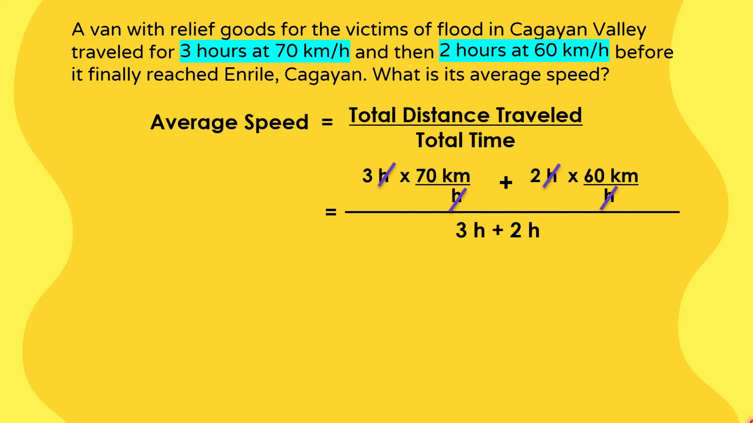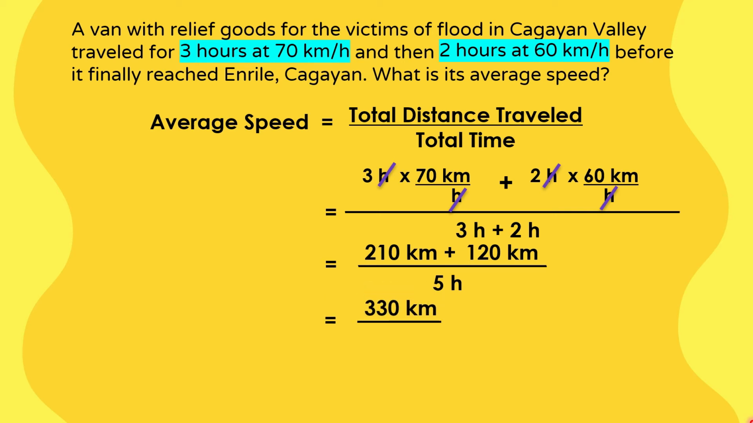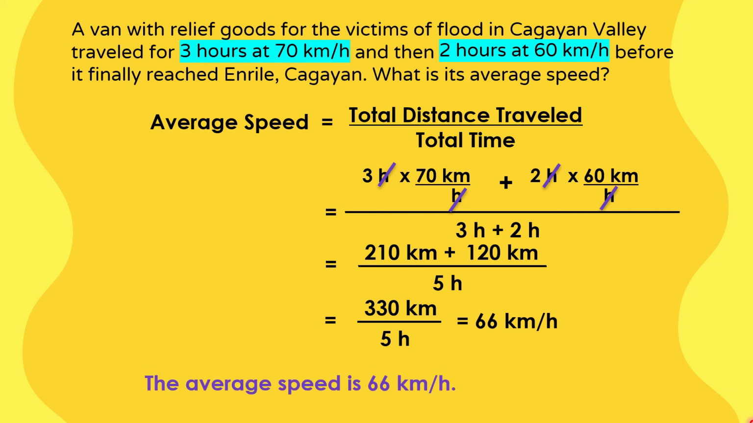And then multiply 3 times 70, that would be 210 kilometers, plus 2 times 60, that would be 120 kilometers, over 3 plus 2, we have 5 hours. Next, 210 plus 120 kilometers, that would be 330 kilometers divided by 5 hours. So we have now 330 divided by 5 is 66 km per hour. So that would be our speed. Therefore, the average speed is 66 km per hour.